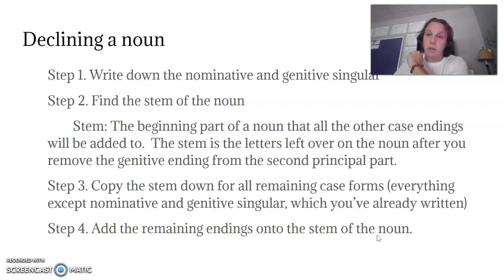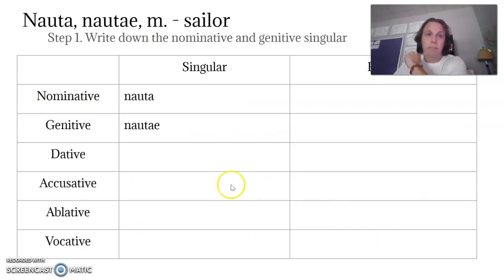So let's look at what that looks like with the word nauta. So nauta, nautae, it's a masculine noun and it means sailor. So here's my chart here: singular, plural, nominative, genitive, dative, accusative, ablative. I even added the vocative here. We're not going to worry about it too much. I'll include it anyway.